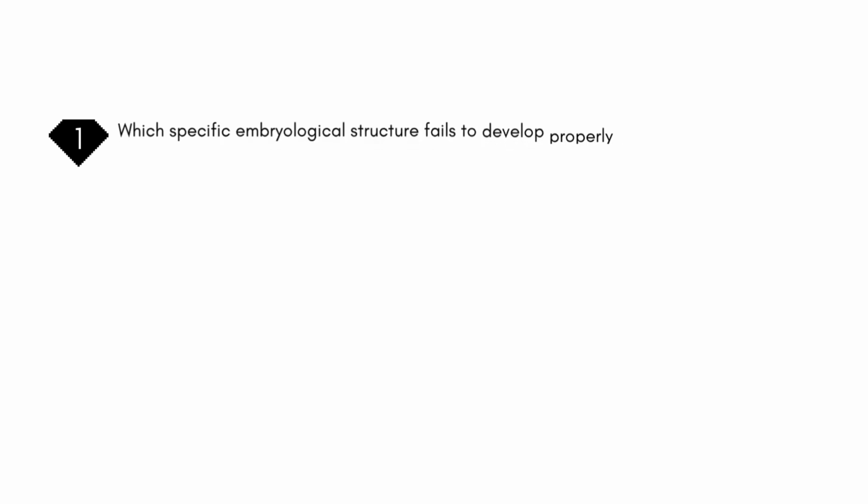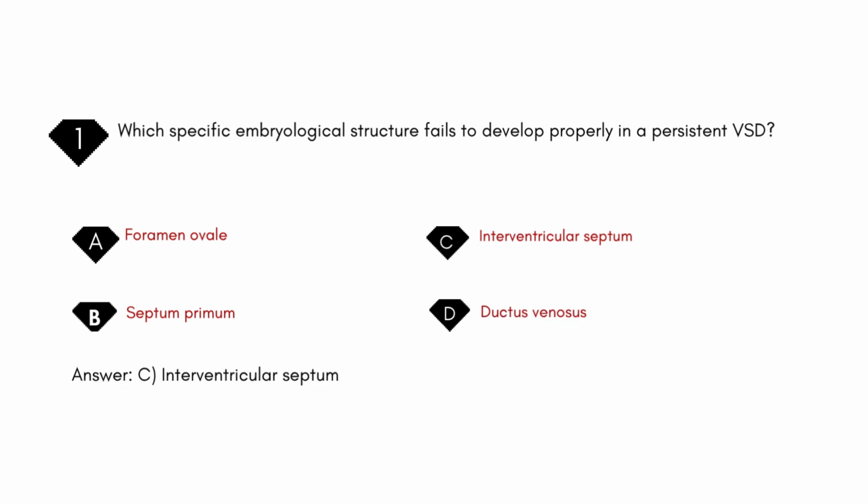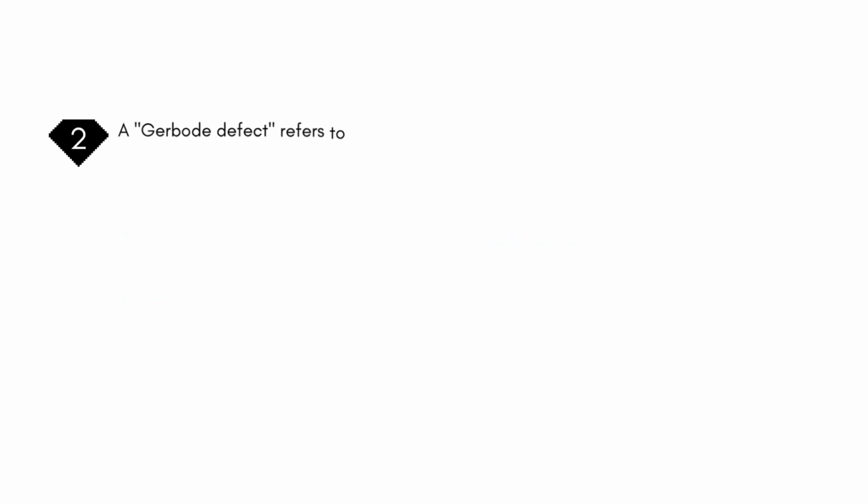Which specific embryological structure fails to develop properly in a persistent VSD? A. Foramen ovale. B. Septum primum. C. Interventricular septum. D. Ductus venosus. Answer: C. Interventricular septum.